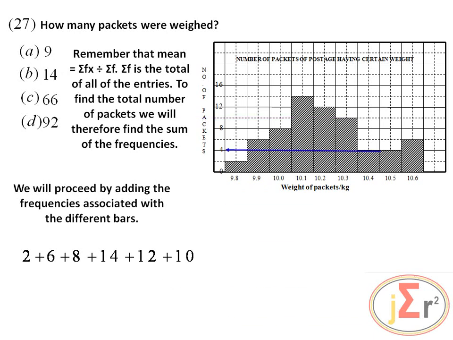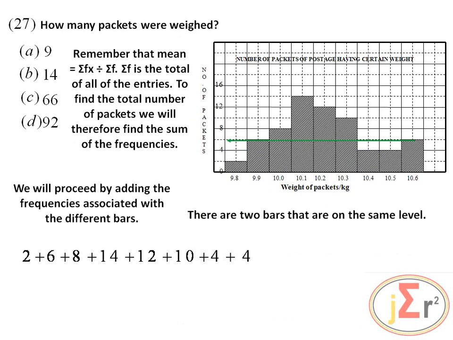And then we have 4 bars. There are 2 bars that are on the same level. And then finally, although this bar we have right here is on the same level of this, we have included that one already. So just 6. After, we may add all of them, and the result is 66, and we have that as option C. So that is represented by option C.